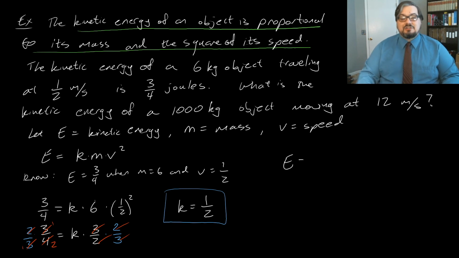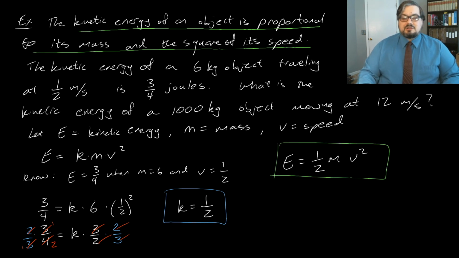And in fact, the energy of a moving object is 1/2 times the mass times the velocity squared. At least for objects moving at much, much less than the speed of light. Things get crazy when you start dealing with relativistic speeds. So there's our formula for the energy of a moving object, and now we can apply that to the problem that was asked of us. What's the kinetic energy of a 1,000 kilogram object moving at 12 meters per second?